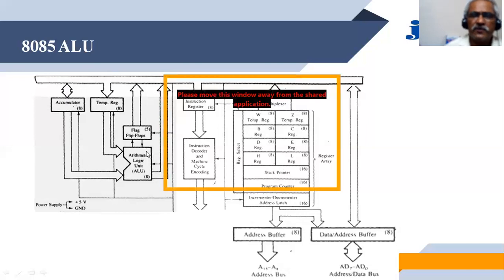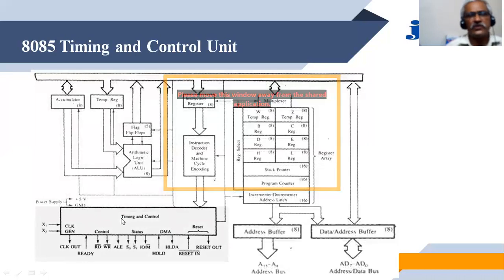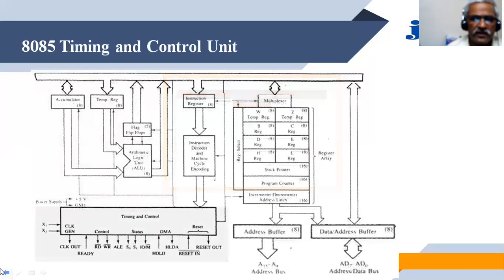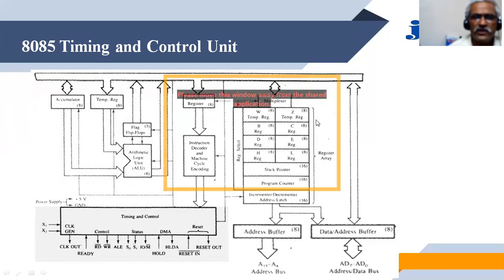And as a result of operation, certain conditions or certain statuses can be set by the system into the flag registers. The next unit of the 8085 is the timing and the control unit. This timing and control unit, as the name says, provides necessary timing signals to all the units so that all the different units can function in some synchronism.